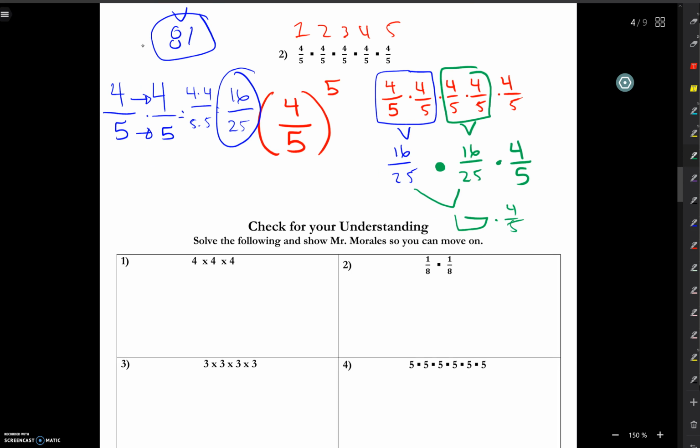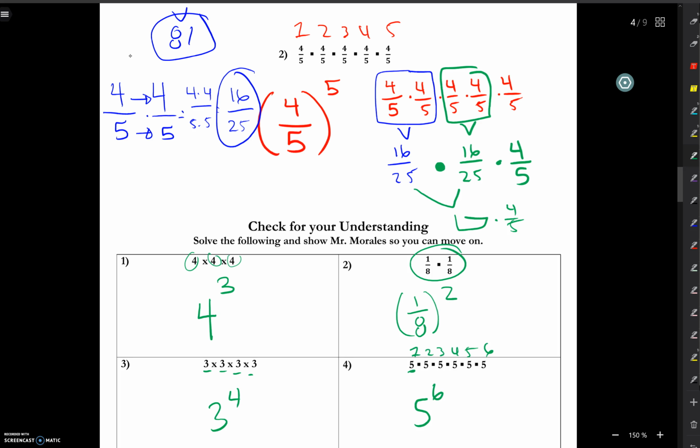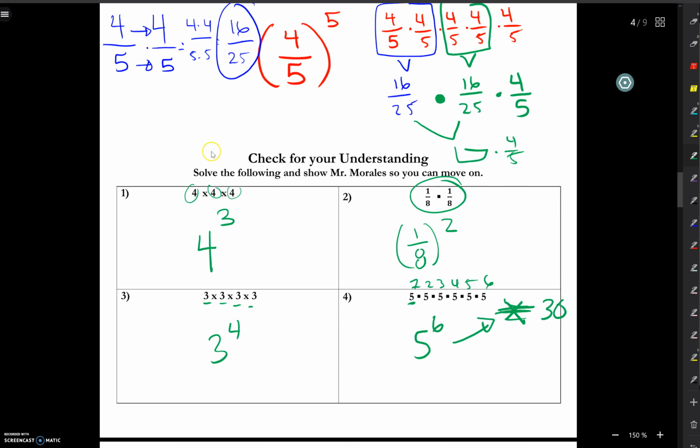Next problem. Check for understanding. Here's what I want to do. I want to check for understanding. How can we convert these into an exponent? So I would have 4 to the power of 3. How do I convert these? I would have 1/8 to the power of 2. This one would be 3 to the power of 4. And this one, my base would be 5 to the power of 1, 2, 3, 4, 5, and 6 to the power of 6. My answer is not 30 for this one. I want you to solve and figure out what the answer is for 1, 2, 3, and 4.